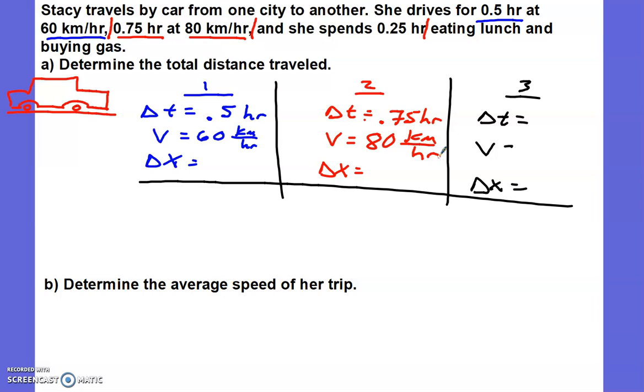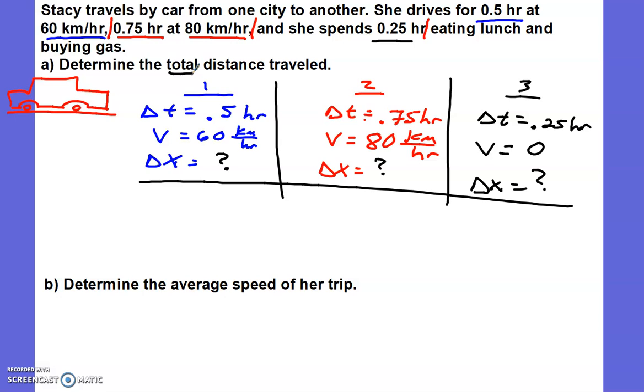And then the final part of the trip, it says that she spends 0.25 hours eating lunch and buying gas. So the time is 0.25 hours. But the question is, what is her speed? Well, if she's eating lunch and buying gas, she is not moving during that time. And if she's not moving, that means that her speed is 0. In each section, we're going to solve the distance, and then we're going to add them all up and solve for the total distance. So we need to get the distance of each part, add them up, and then get the total.